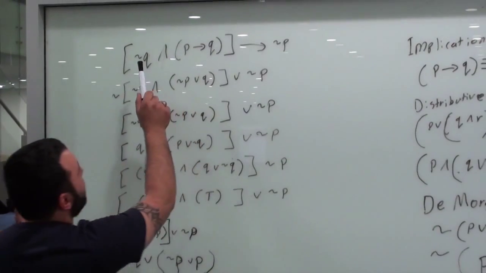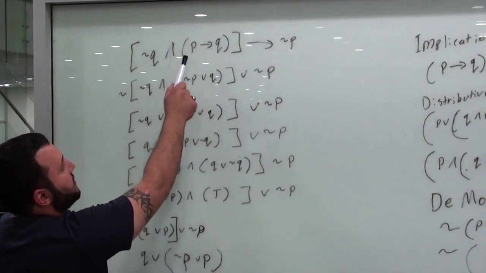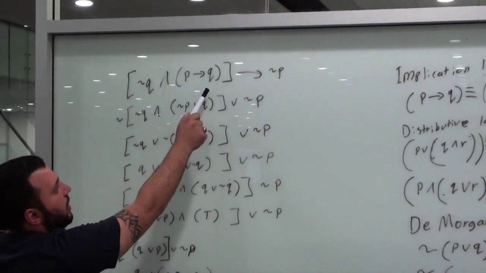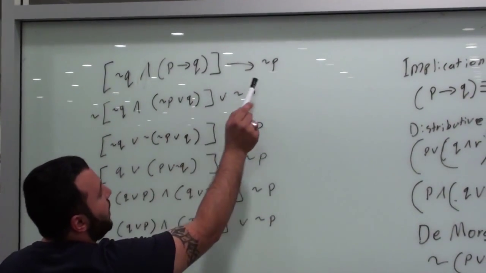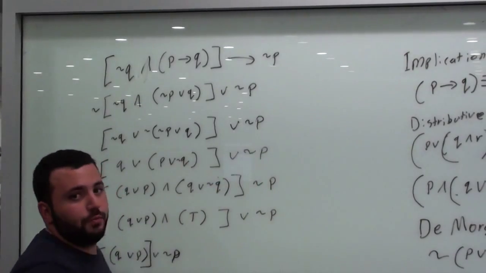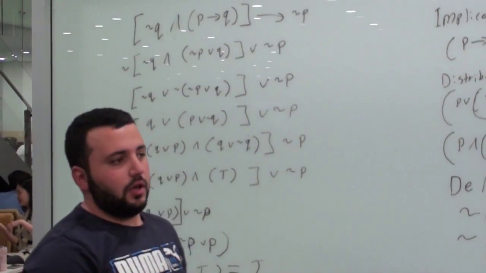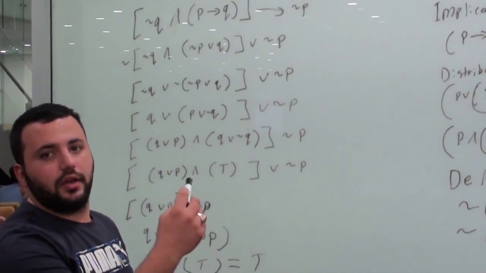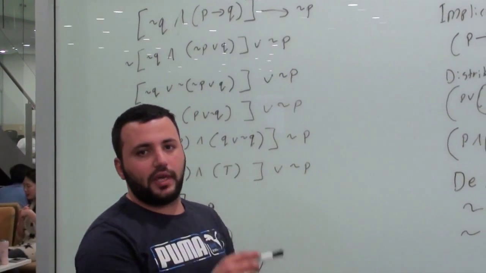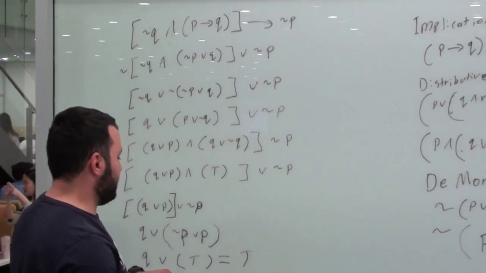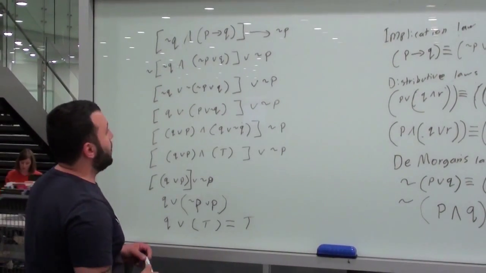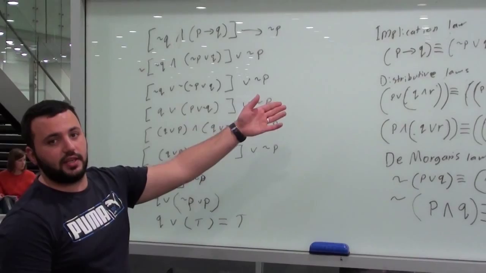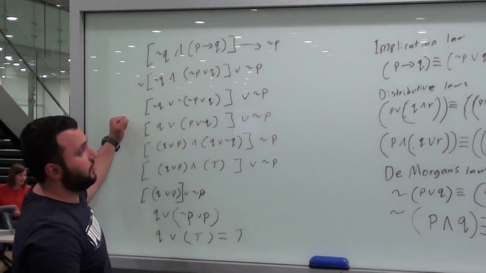If it's not Q and P implies Q, all of that sentence implies not P, it should be always true. Now, we can do a truth table, which will take us a bit longer, or we can simplify it and see if it's actually equivalent to the tautology. And we can use the laws we just discussed before.